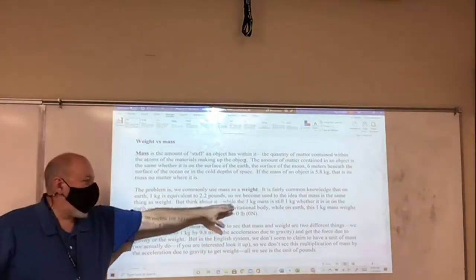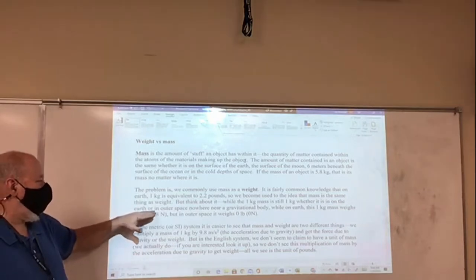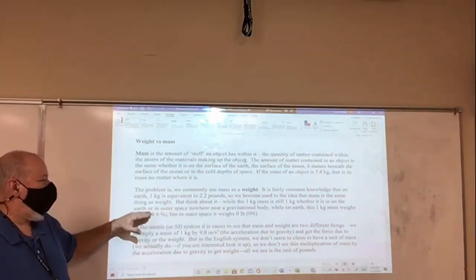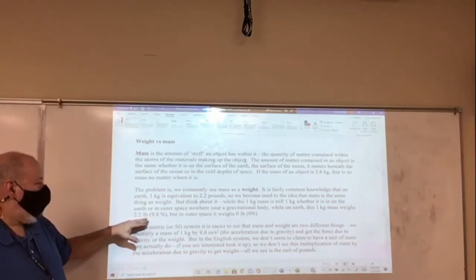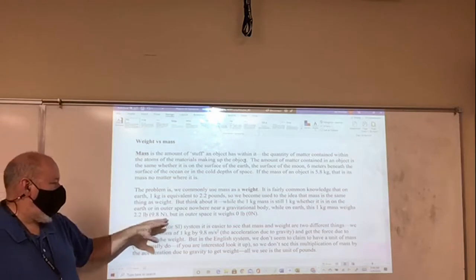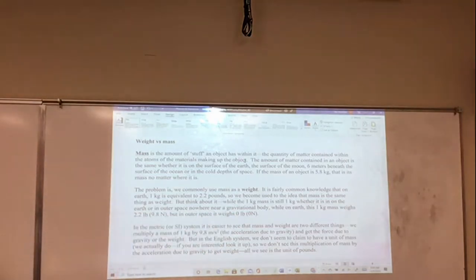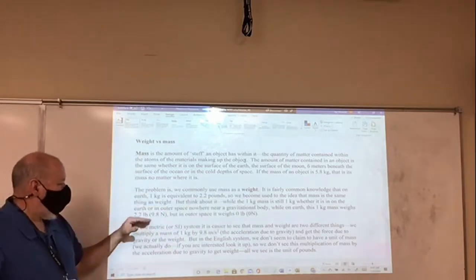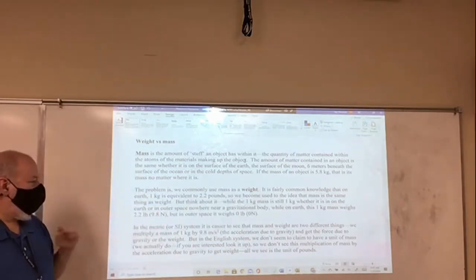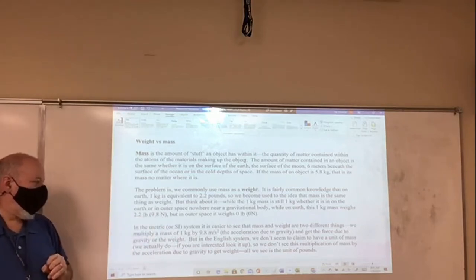But if you think about it, 1 kilogram of mass is still 1 kilogram, whether it's on the Earth or in outer space. While on Earth, this 1 kilogram mass has a weight of 2.2 pounds or 9.8 newtons, but in outer space it weighs nothing, right? That 1 kilogram mass is still 1 kilogram mass in outer space, but its weight is nothing, where on Earth its weight is either 2.2 pounds or 9.8 newtons.